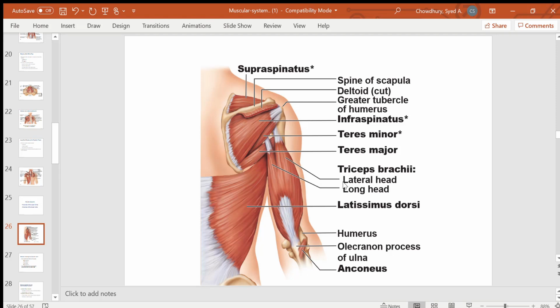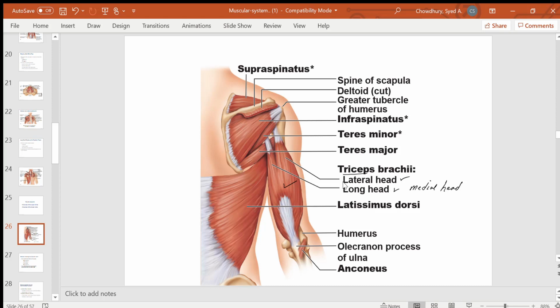This is the back of the arm, and in the back of the arm you have this large muscle. This is called the triceps brachii. Why is it called triceps? Because it has three heads: lateral head, long head, and there is another head you don't see here, that is the medial head. Okay, so three heads. That's why it is called the triceps.